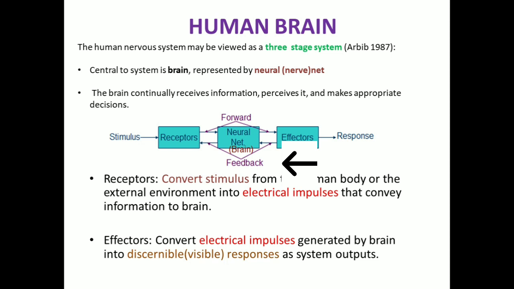The receptors here convert stimuli from the human body or external environment into electrical impulses that convey information to the neural network, which is nothing but the brain. The effectors convert the electrical impulses generated by the brain into visible responses as the system outputs.